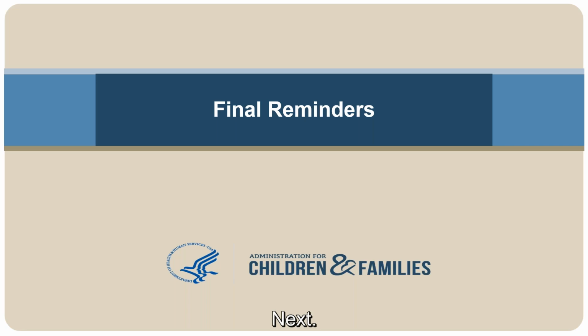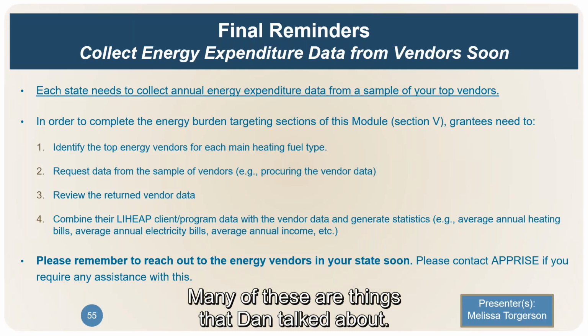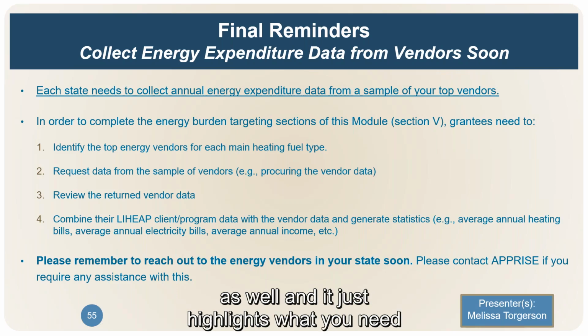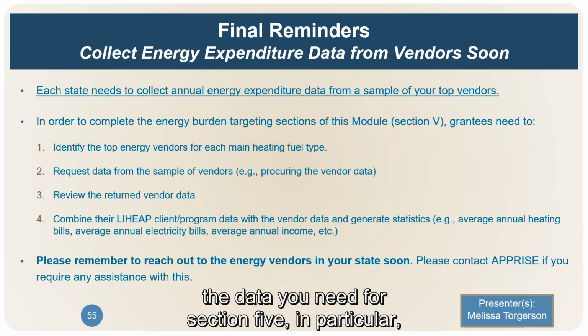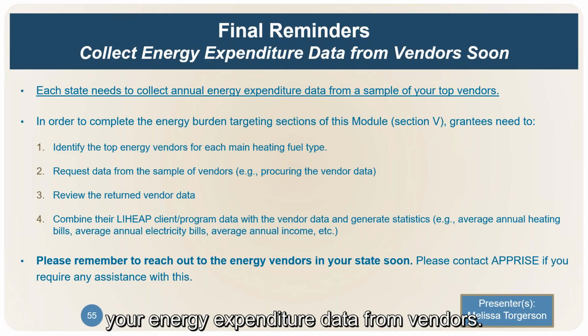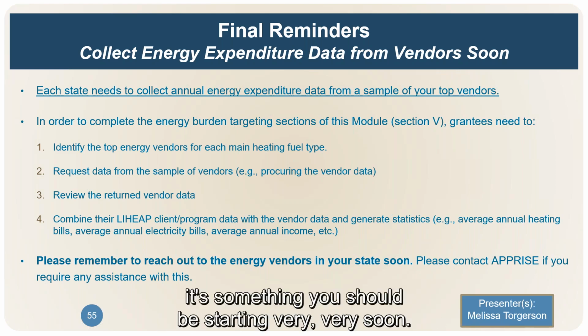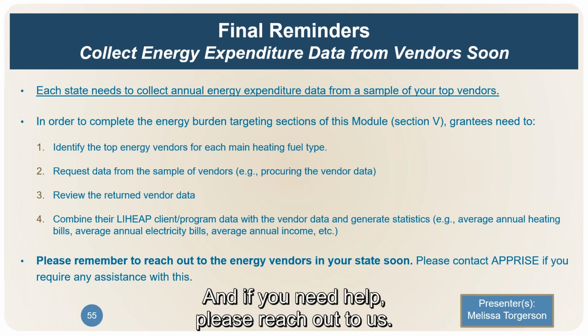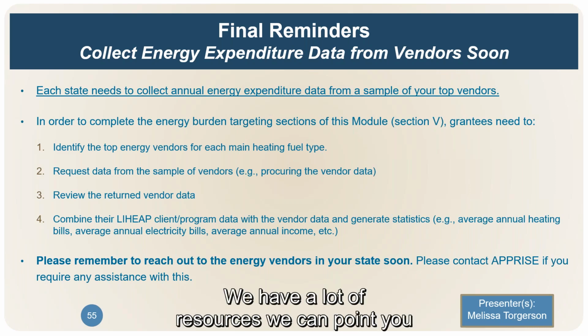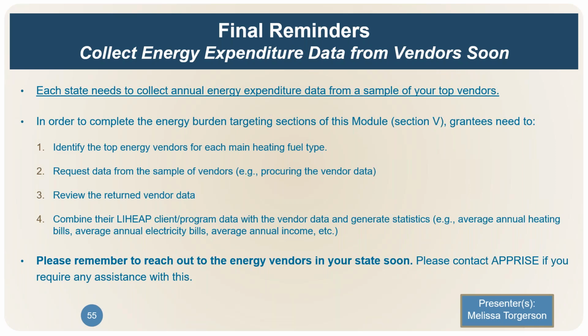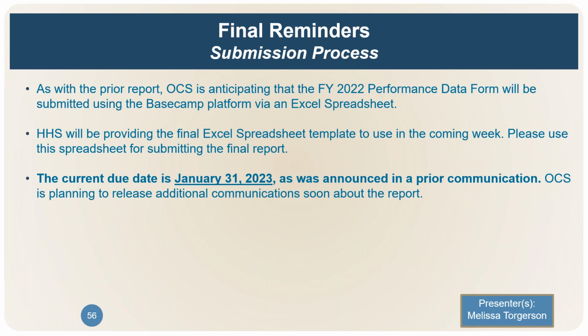Next. Some final reminders. Many of these are things that Dan talked about. This is a slide we actually included in the last webinar as well, and it just highlights what you need to be doing to get the data you need for Section 5, in particular your energy expenditure data from vendors. If you have not already started this, it's something you should be starting very, very soon, and if you need help, please reach out to us. We have a lot of resources. We can point you in the right direction or help you step by step.